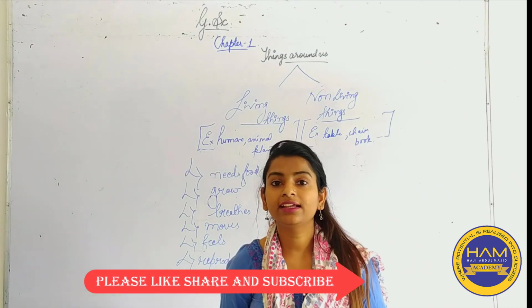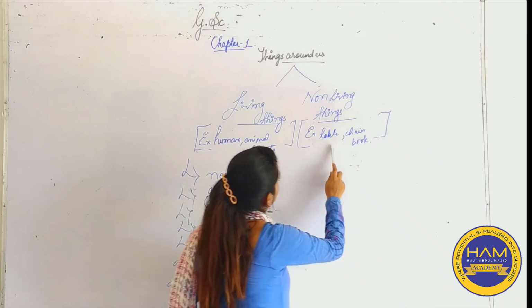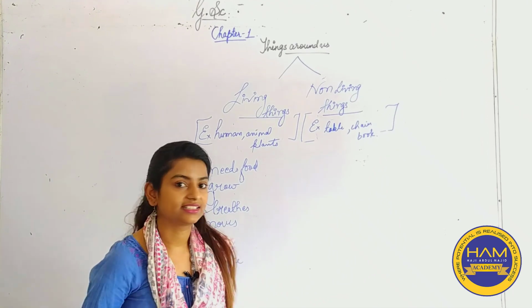Now what is a non-living thing? Non-living things are those in which life doesn't exist. For example, table, chair, book. To know them deeply, now let us see their characteristics.